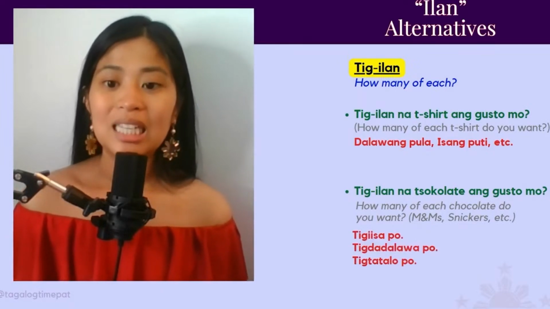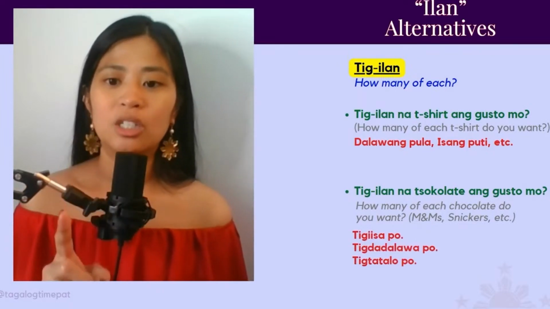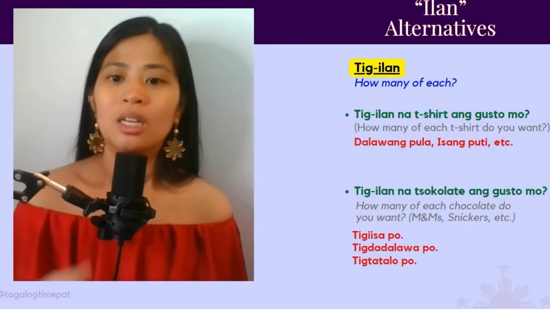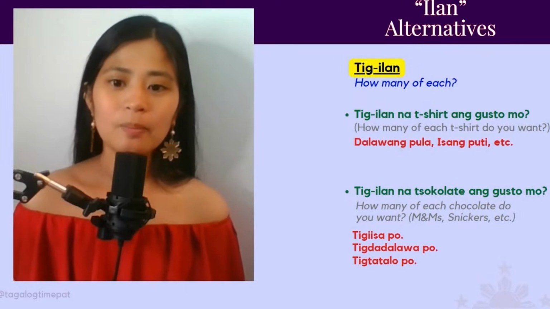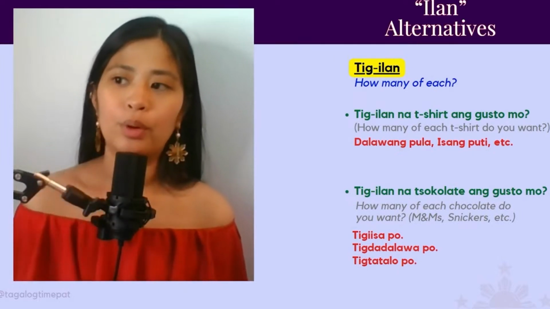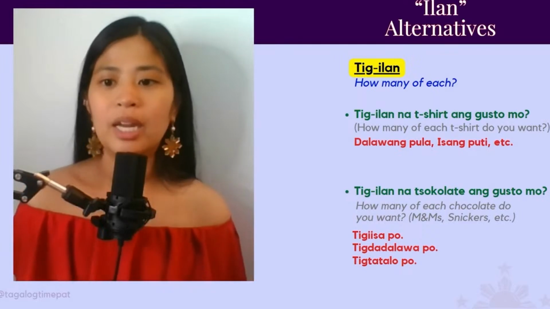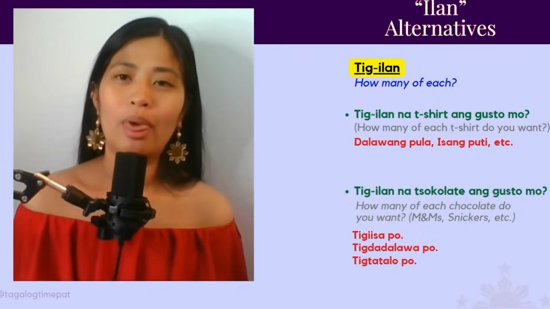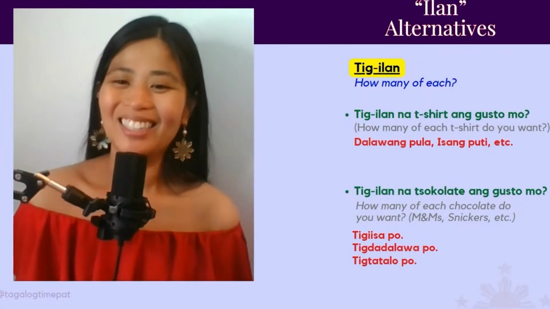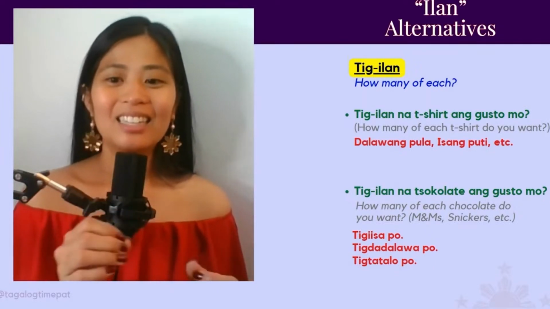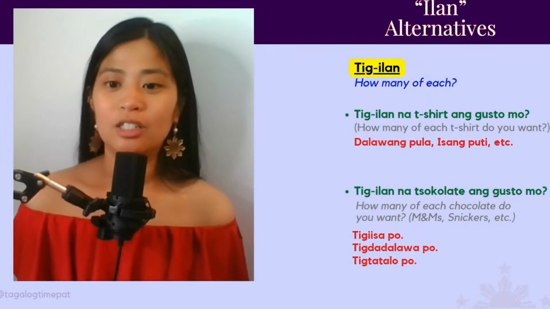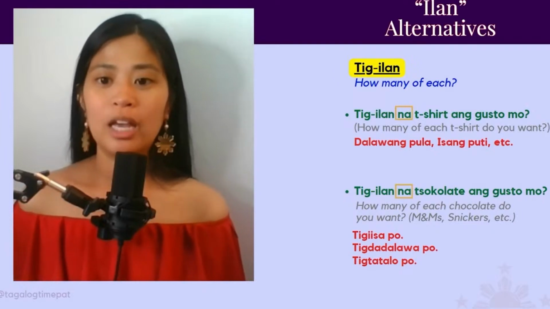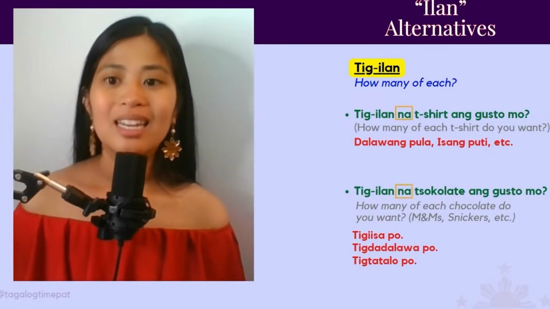You could say, tig-iisa po. I'll take 1 of each. Tig-iisa. 1 M&M, 1 Snickers, 1 Twix. Or tigdadalawa po, 2 of each. 2 M&Ms, 2 Snickers, 2 Twix. Tigdadalawa. And then tigtatatlo po, 3 of each. You get the idea. And then I want to show you that the question has na.